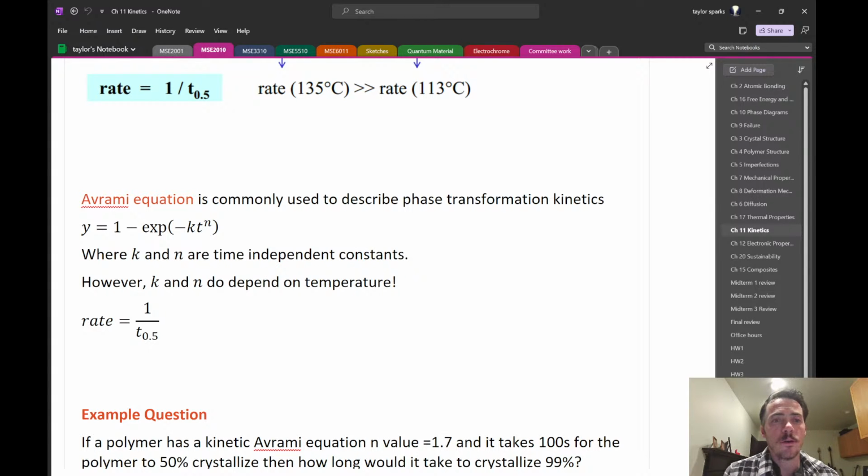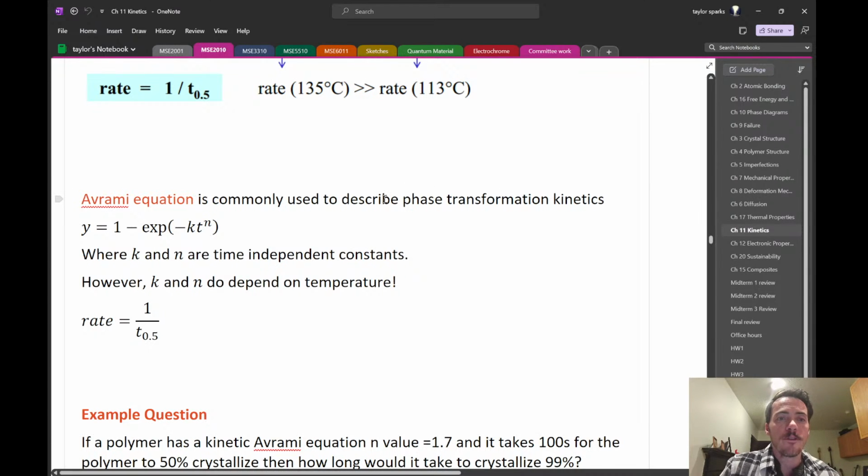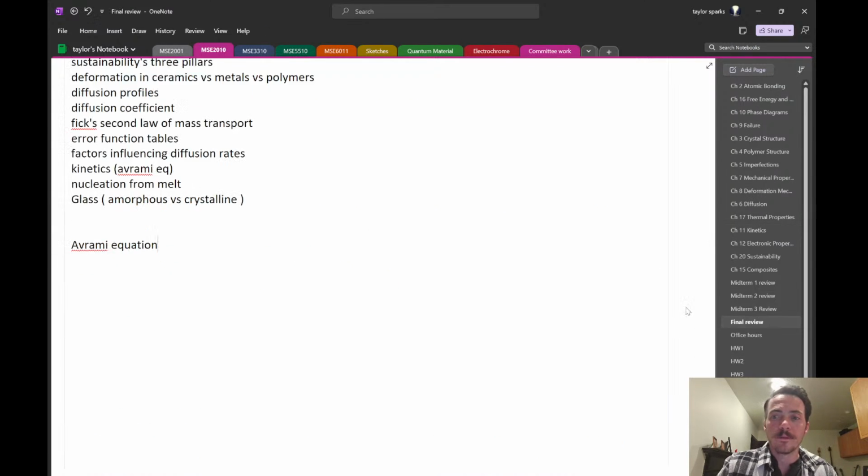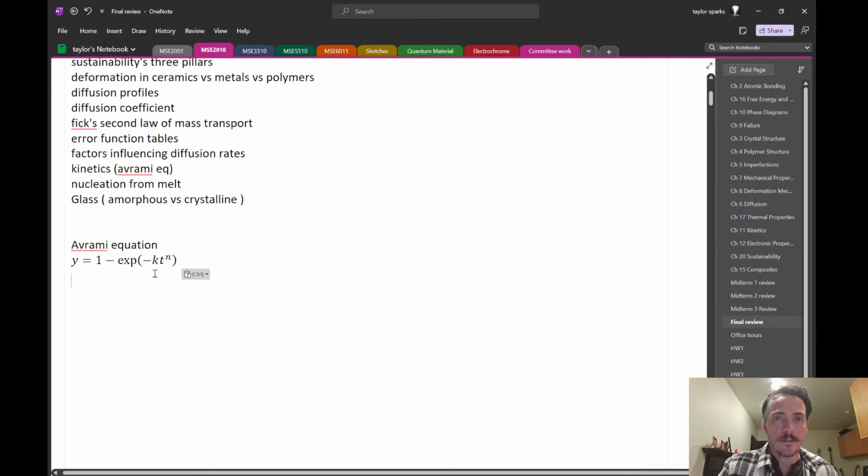What we need to know is k and n. Those are time-independent constants. They may well be temperature dependent, right? Typically transformations happen faster at higher temperatures, for example, but k and n can be determined from a system, and once we know those, we can figure out the fraction that will be transformed after any arbitrary time. So I'm going to grab this equation and bring it over to our review session. These notes, by the way, will be posted on the course Canvas later.